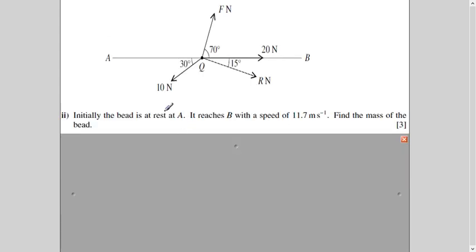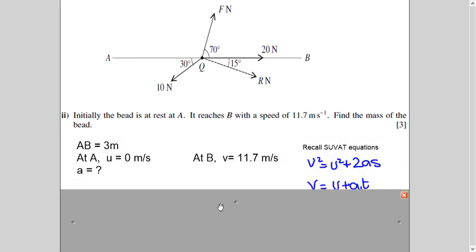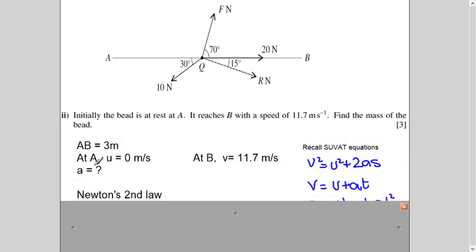Part 2 of the question was saying that initially the bead was here. When it reached here, the speed is 11.7. So find out the mass of the bead, right? So now you need to recall here. I would recommend this to you also: whenever you're reading a question, pick up all the information and put it down like this. It helps you not to make any error.